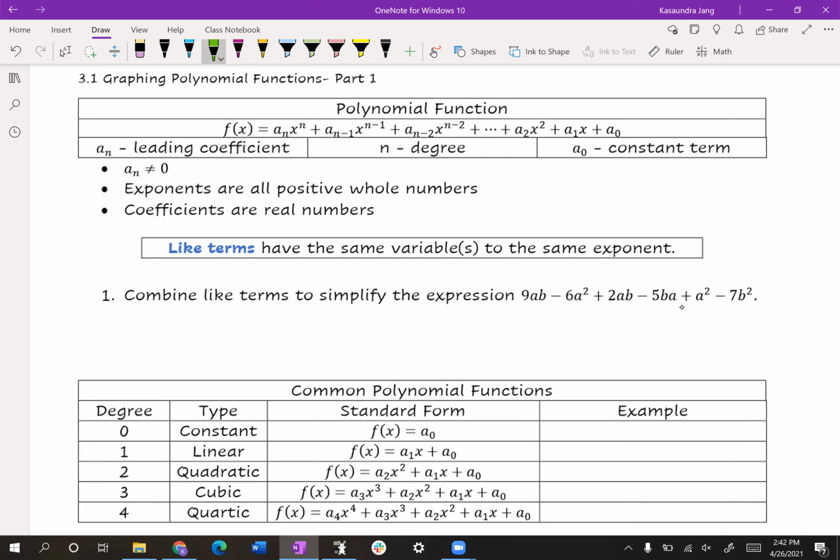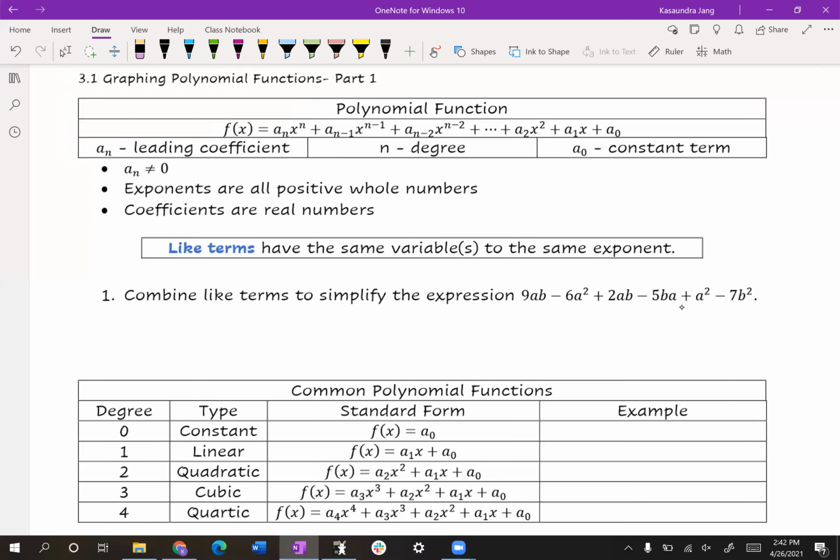All right, so let's talk about some kind of rules here. Your a_n cannot be 0. So this a_n right here, what I'm multiplying in front, can't be 0. It would totally eliminate your x to the n. It would totally eliminate that nth degree. So it cannot be 0.